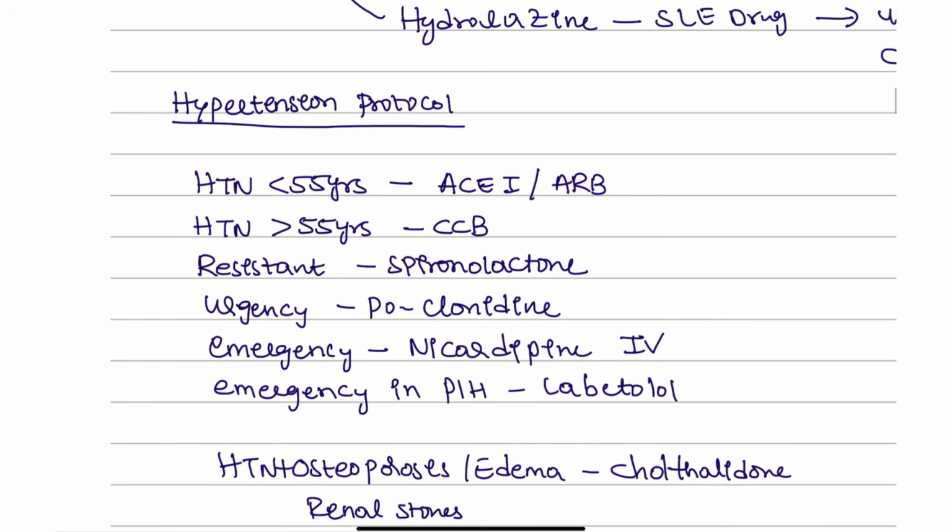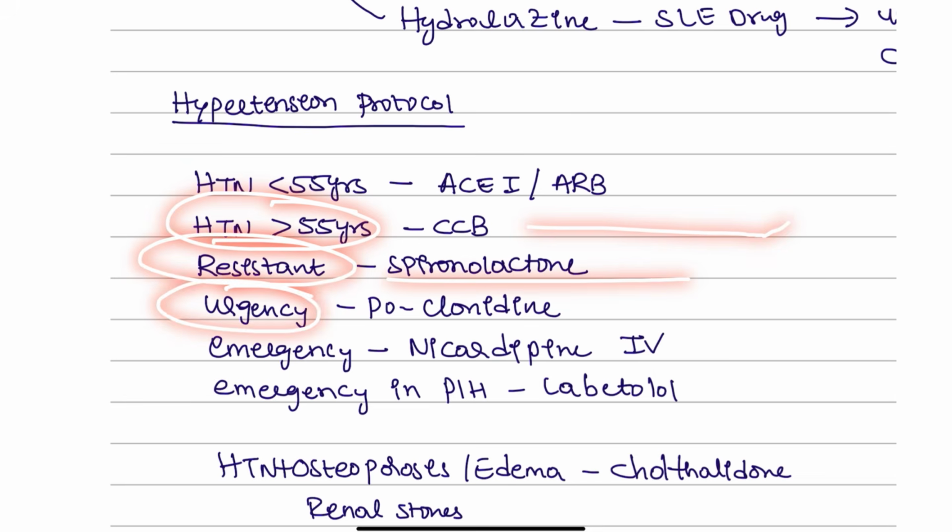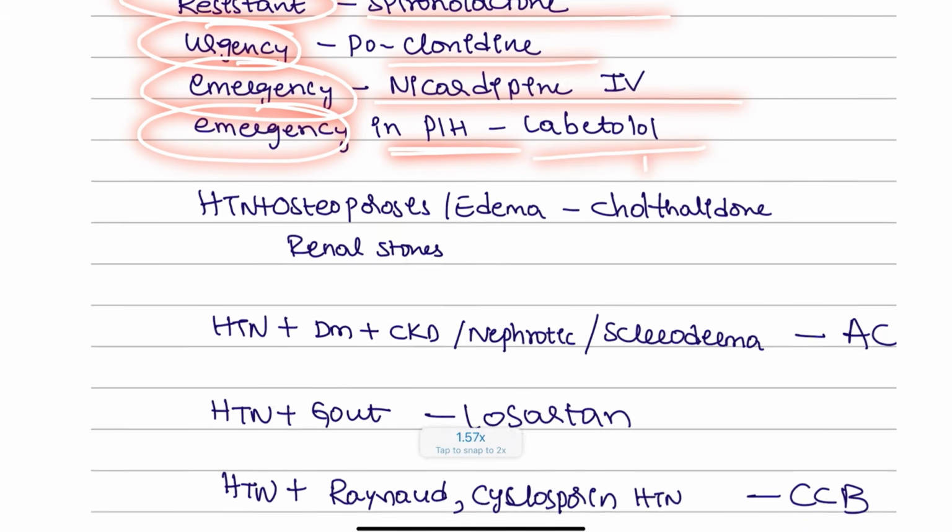Next, the hypertension protocol. How are we going to use the hypertension protocol? If the patient is less than 55 years old, ACE inhibitors and ARB drugs can be given. If the patient is more than 55 years old, calcium channel blockers, amlodipine. If it's resistant hypertension, spironolactone. If it is a hypertension urgency, clonidine. If there is a hypertension emergency, nicardipine. If there is a hypertension emergency in pregnancy, labetalol.